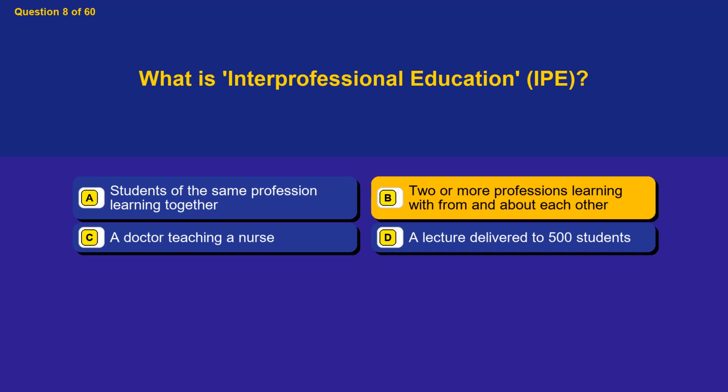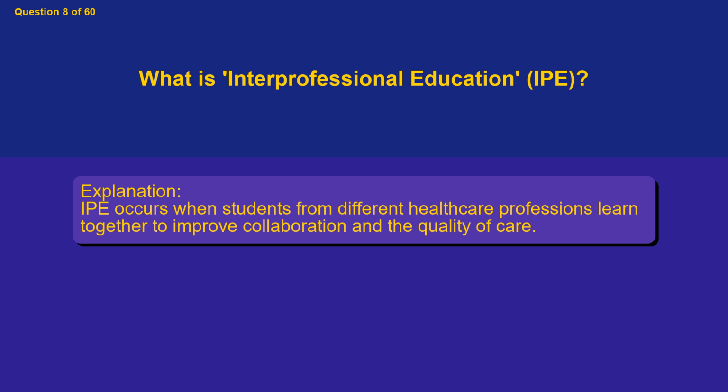The correct answer is option B, two or more professions learning with, from, and about each other. IPE occurs when students from different healthcare professions learn together to improve collaboration and the quality of care.